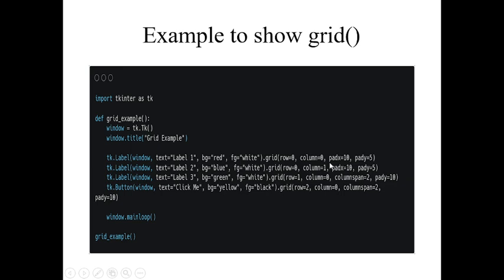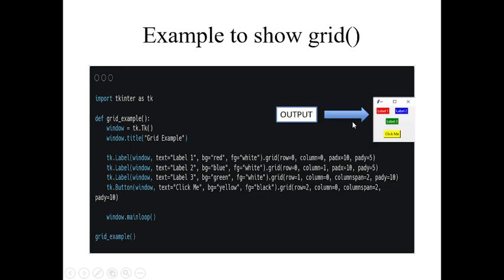Now let's see the output with that. We can see clearly from this. The first label, which is red, is at row 0, column 0, distance from x is 10 and distance from y is 5. The second label, which is blue, is in row 0, the same row as the red one, but the column is 1, meaning in the second column. Distance from x is 10 and pad y is 5.